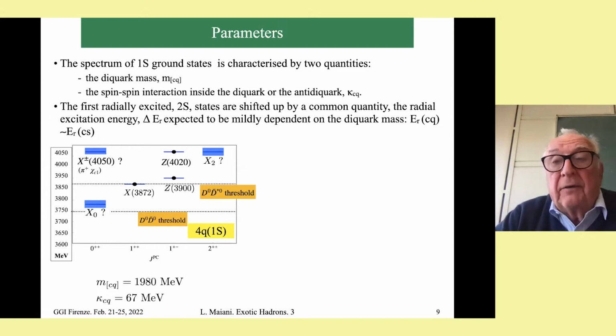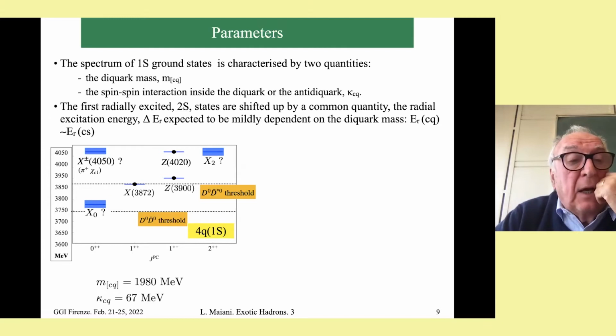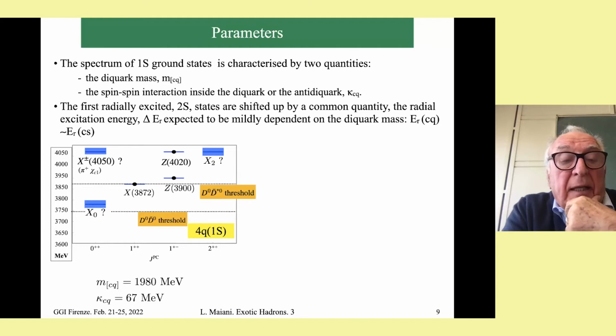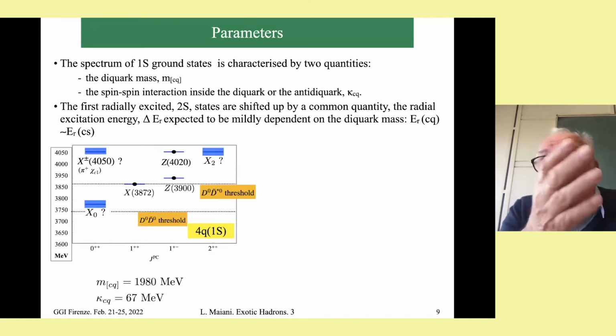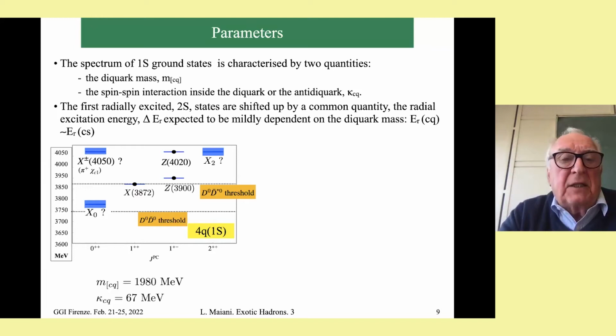In fact, there is an exotic state which decays into pi plus chi C1, that has positive charge conjugation, at 4050, which would go well with this assignment. Note that the difference between 3872 and 3900 is about 20 MeV, so we have to consider 20 MeV as an error of this very simple approximation.